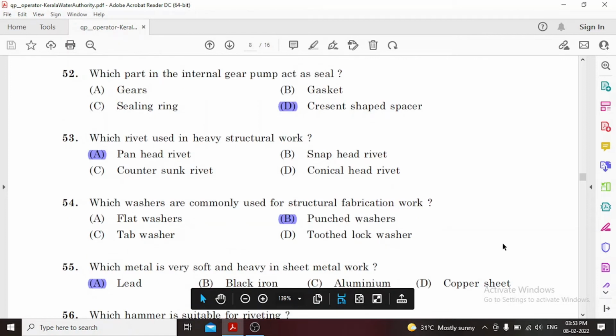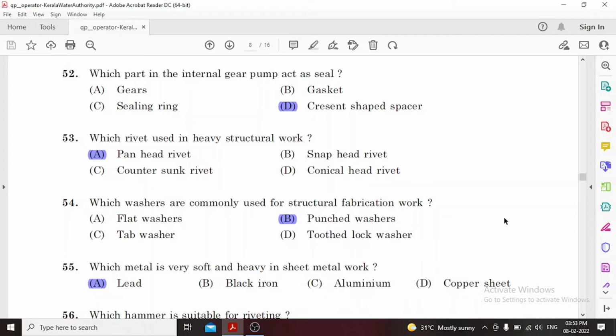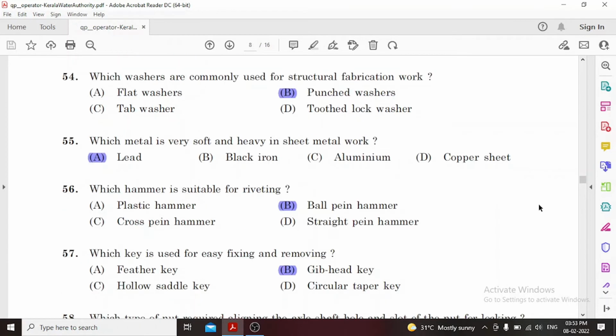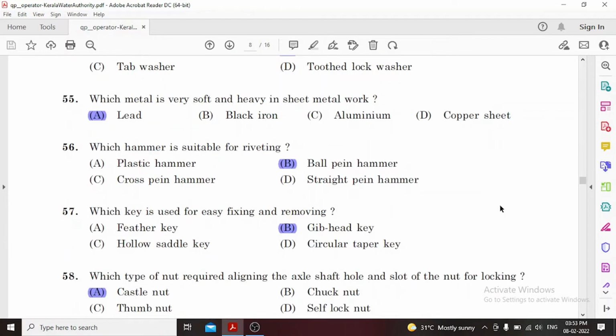53. Which rivet is used in heavy structural work? Panhead rivet. Option A, panhead rivet. 54. Which washers are commonly used for structural fabrication work? Punched washers. Option B, punched washers. 55. Which metal is very soft and heavy in sheet metal work? Lead. Option A, lead. 56. Which hammer is suitable for riveting? Ball peen hammer. Option B, ball peen hammer.